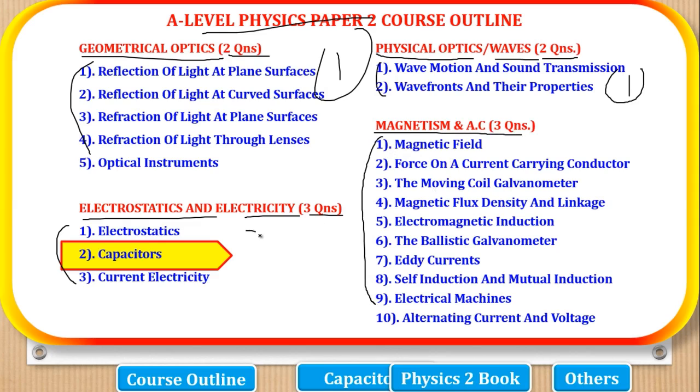A student can decide to choose 2 from here and 1 from here to make the 5 questions which are required. Or you choose 1 from here and 2 from here to make the 5 questions which are required. So any is okay.